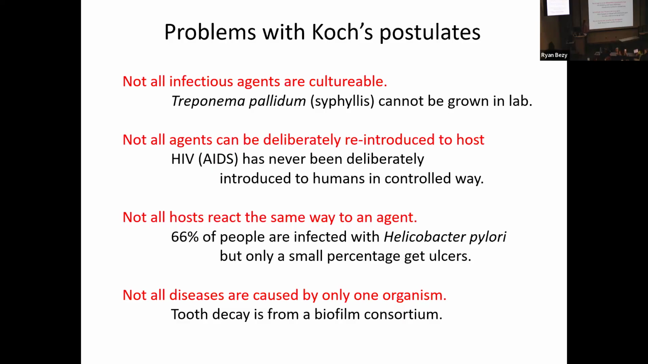The other thing is not all hosts react the same way to a disease agent. So again, two-thirds of all people are infected with Helicobacter pylori. This causes stomach infections. But out of all those people infected with Helicobacter pylori, only a very small percentage of them are going to end up developing things like stomach ulcers. And so sometimes this Helicobacter is associated with a higher risk of developing stomach ulcers. Doesn't mean you're for sure going to get stomach ulcers, but that can complicate this particular technique.